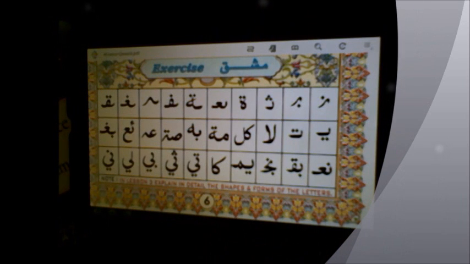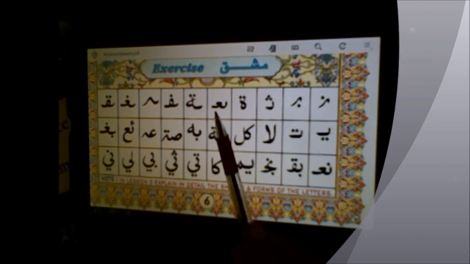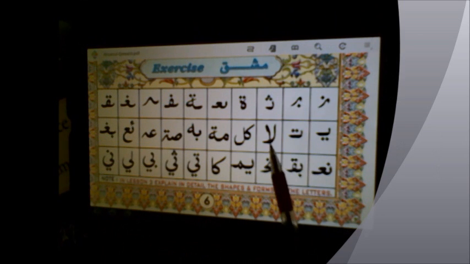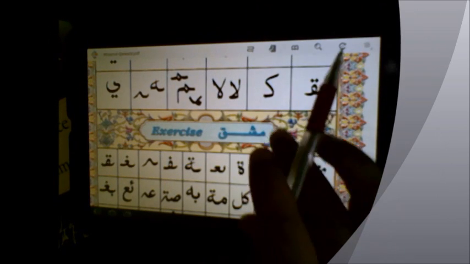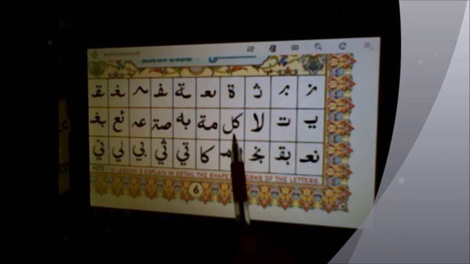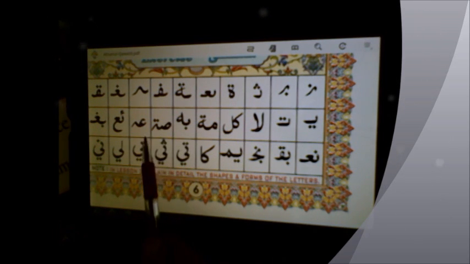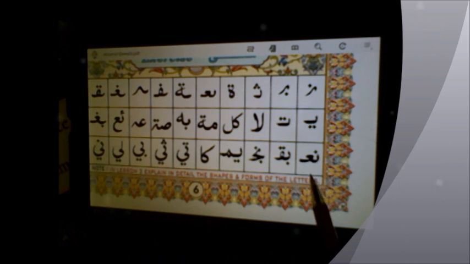Now, if you scroll down, you will find again some singular letters: noon, ba, tha, ta, ayn, ta, fa, ha, ghain, qaf, ya, ta, lam alif. This is another form of lam alif that you've seen over here. This is a lam alif, and this is also lam alif. Now you have a combination of two letters: kaf, lam, mim, ta, ba, ha, sad, ta, ayn, ha, hamza, ayn, ba, ghain, noon, ayn, ba, qaf, noon, jim.